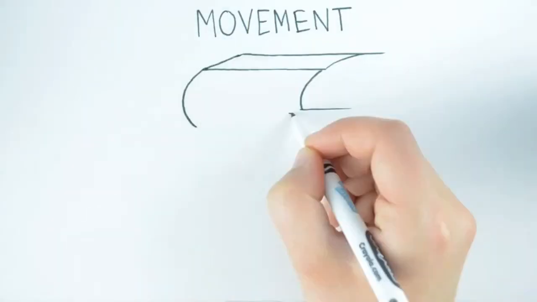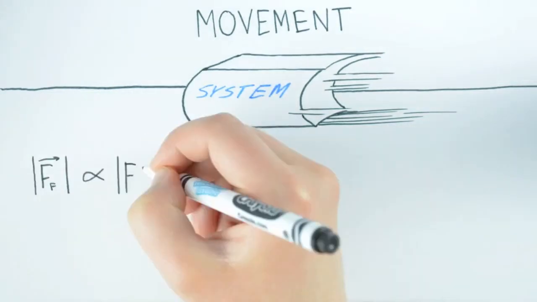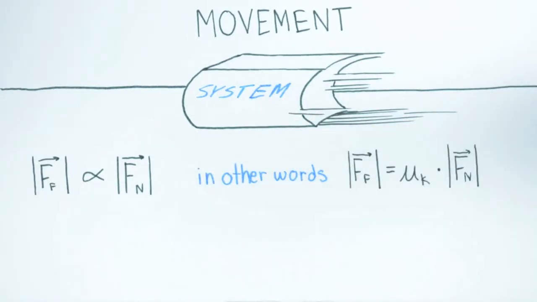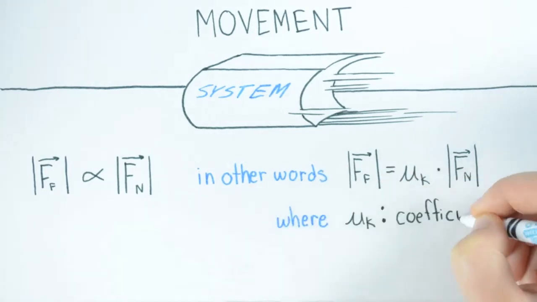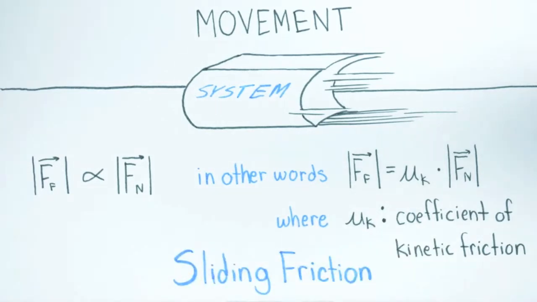Let's consider the moving case first. Then one model that is approximately true in a number of cases is that the magnitude of the friction is proportional to the magnitude of the normal force. Or, in other words, the magnitude of the friction force is equal to a constant called mu sub k times the magnitude of the normal force, where mu sub k is called the coefficient of kinetic friction. This constant depends on the properties of both the object and the solid in contact with the object. In this case, the friction force is called sliding friction.